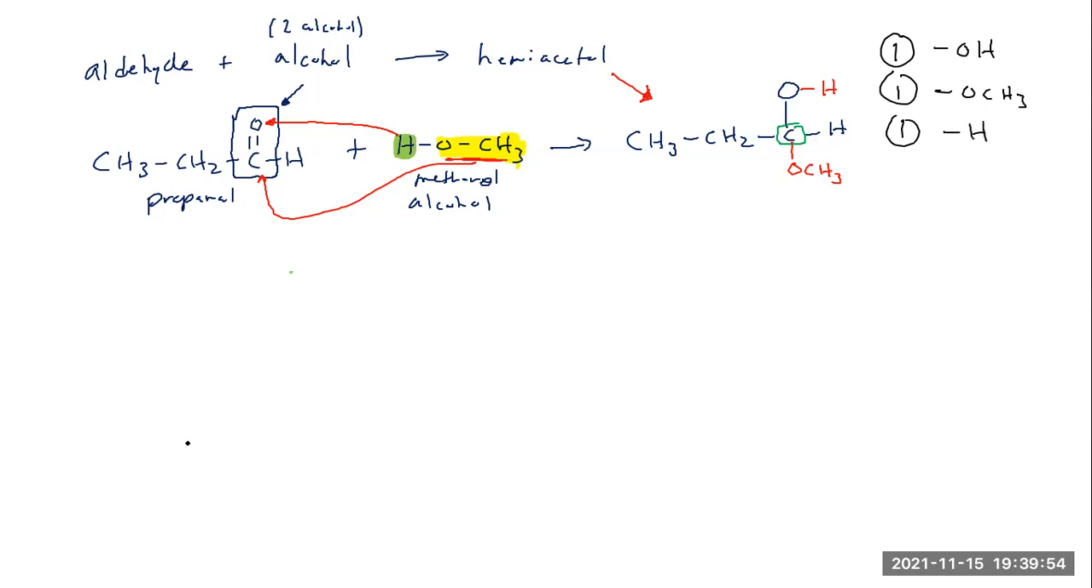And those are the main parts of what makes up a hemiacetal. The carbon has an OH group attached to it, a hydrogen attached to it because it comes from an aldehyde, and an oxygen carbon group. And that's how you could recognize it as a hemiacetal. Any questions on that there?